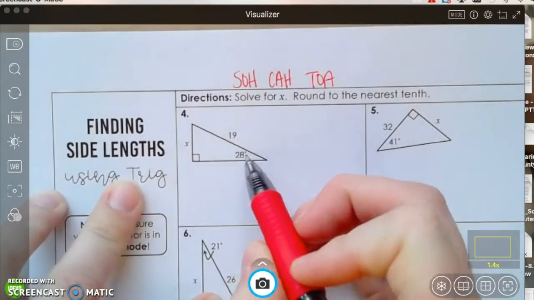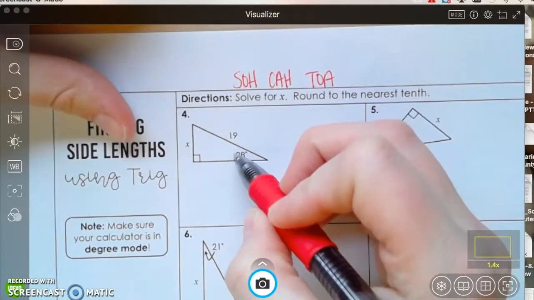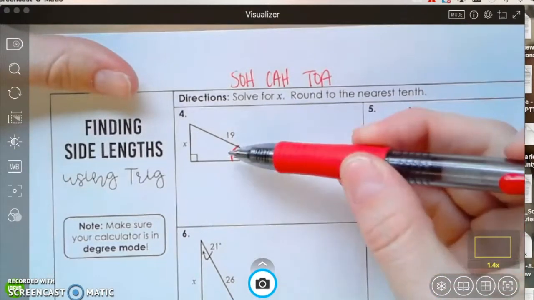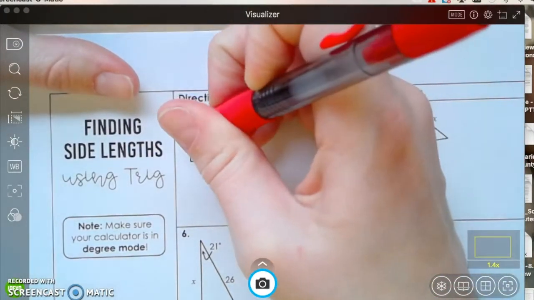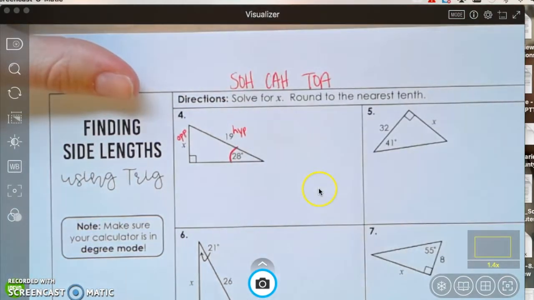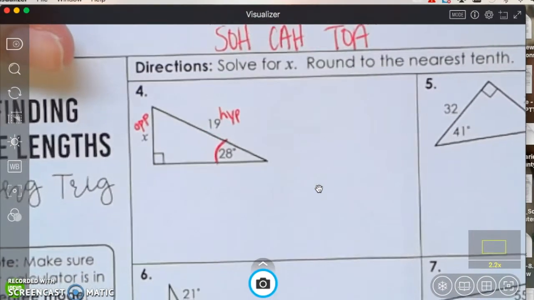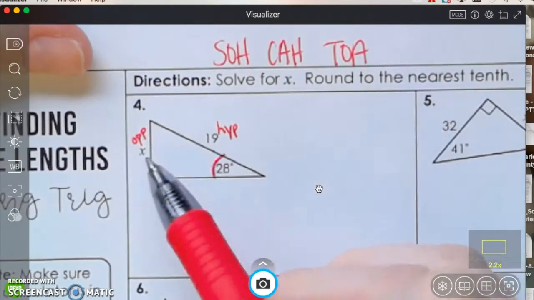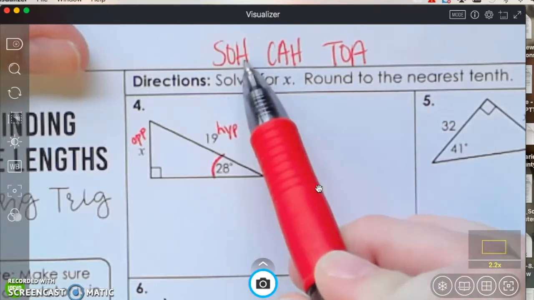I have this angle measurement, and I'm going to use the fact that I know what this measurement is to help me find what my value of x is. So from this angle, let's see what I have. I have an opposite side, and the 19 gives me my hypotenuse. So from here, I'm going to look to see how can I set this up. So which trig ratio gives me opposite and hypotenuse? Well, if I look up top here, I see opposite and hypotenuse with sine, so that is what I will use.